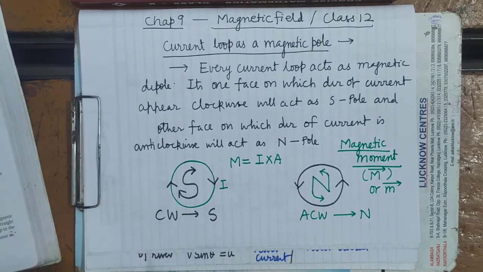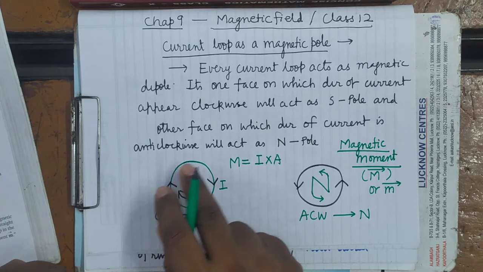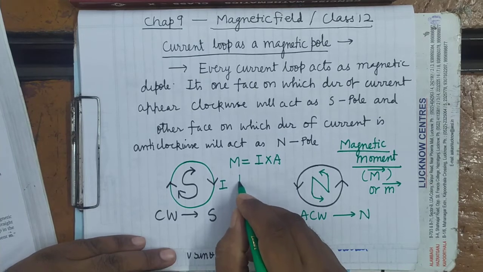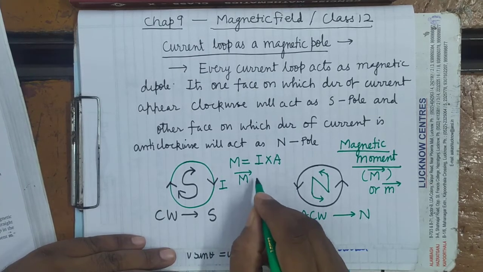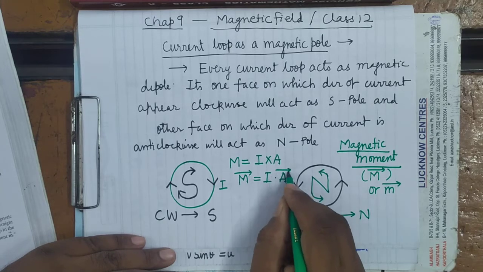It will be I into A. What will be the magnitude of the magnetic moment? Current which is flowing through the loop multiplied by the area enclosed by it. It is clear. What will be its vector form? In vector form, it will be vector M equals I into area vector A.